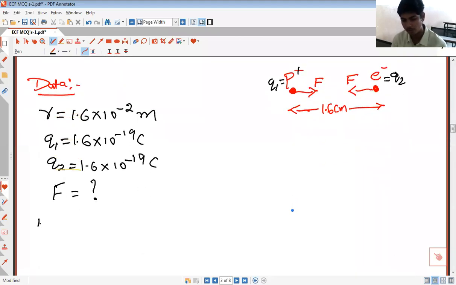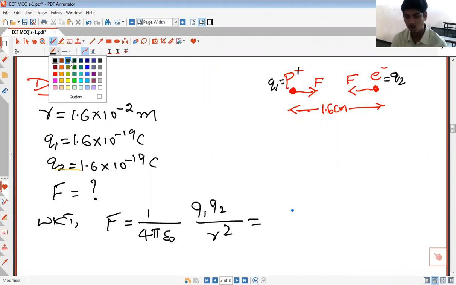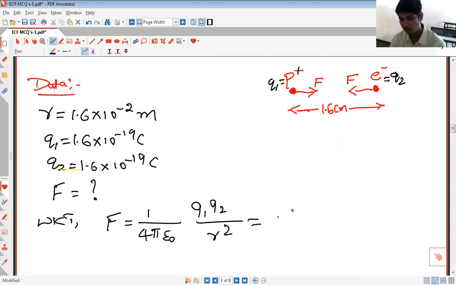We know that the force between 2 point charges is given by 1 by 4 pi epsilon naught Q1 into Q2 divided by R square. This is the force between 2 point charges. We know the value of 1 by 4 pi epsilon naught is 9 into 10 to the power of 9. Q1 and Q2 are both the same, 1.6 into 10 to the power of minus 19 coulomb.